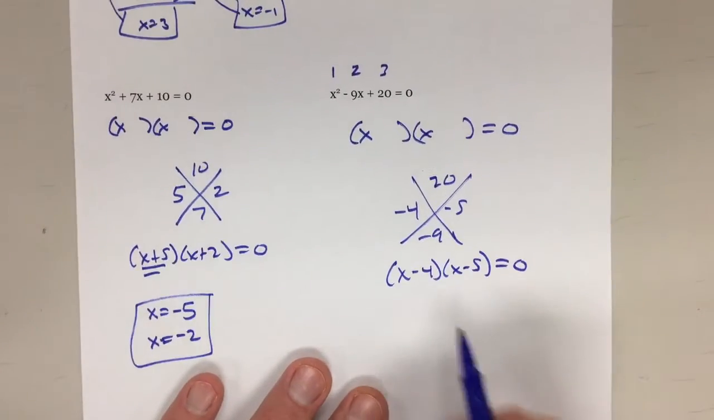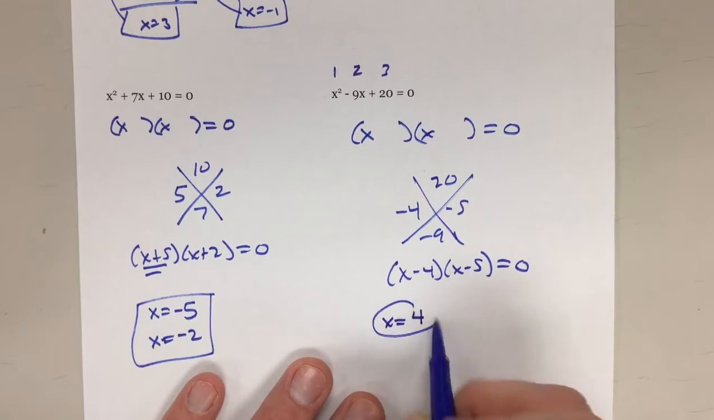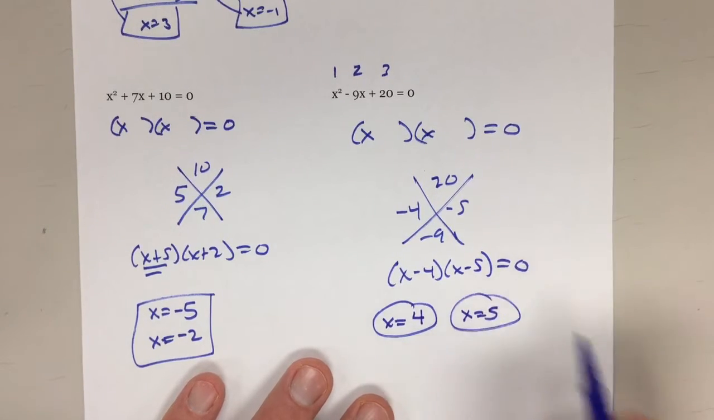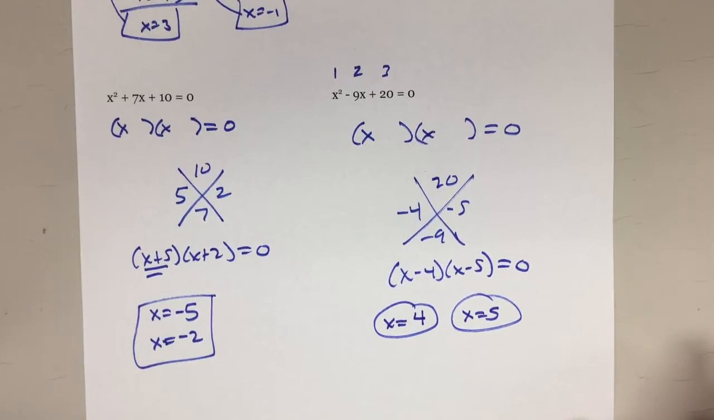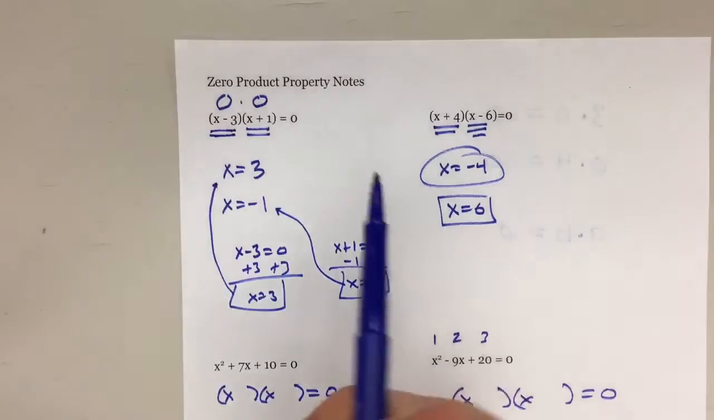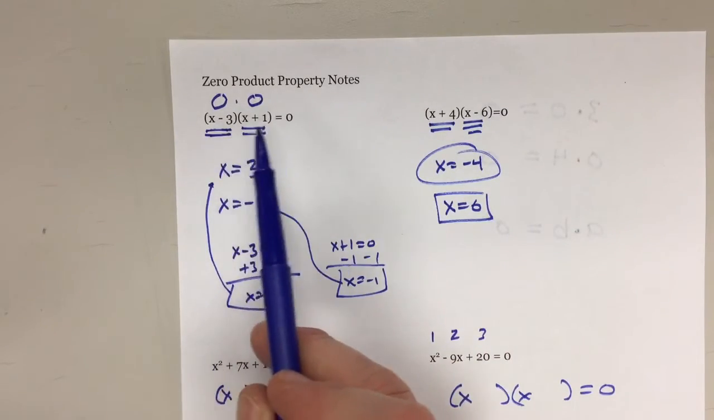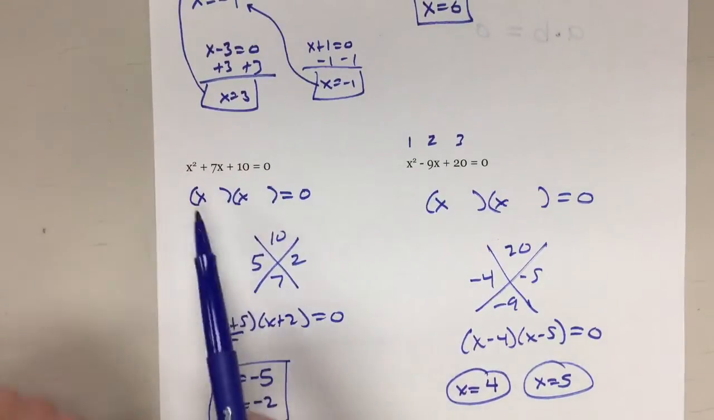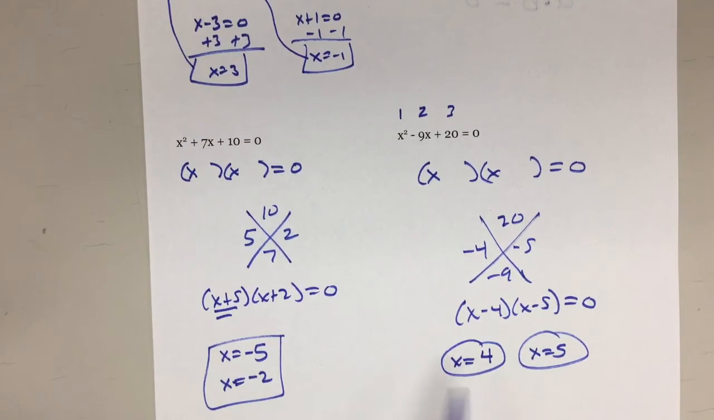Now I just use the zero product property. What would make this 0? Well, if x was 4. And what would make this 0? Well, if x was 5. So if I give you the factors already, it's a pretty simple problem. You just figure out what is the opposite of each one. If I give you a trinomial that isn't factored yet, you'll have to factor first using what we learned last chapter, and then figure out your answers.